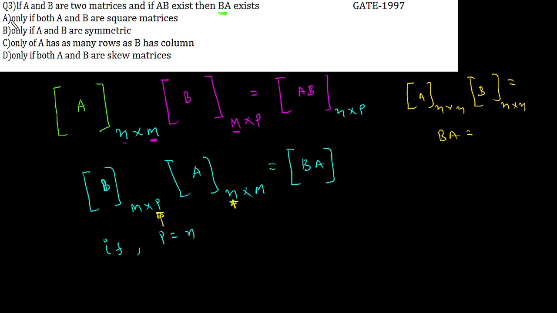So now prove this statement is wrong. Let's assume one general example. Here A has a 2 cross 3 dimension, and let's assume B has a 3 cross 2. So now you can see AB exists because this 3 is the same as this 2, and BA also exists.